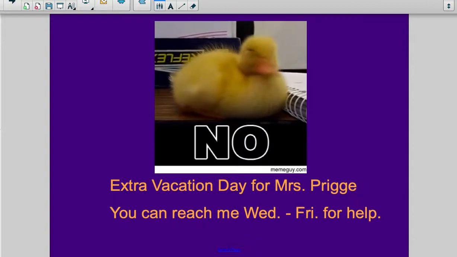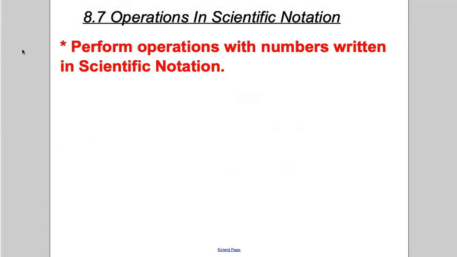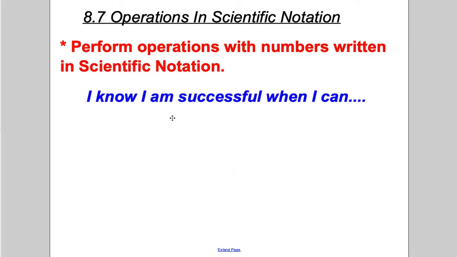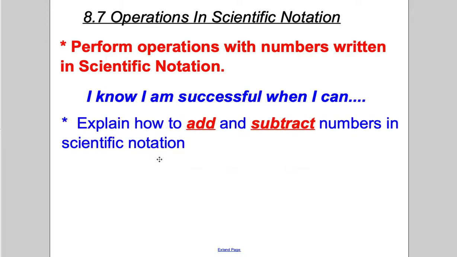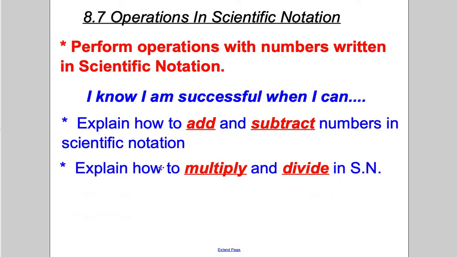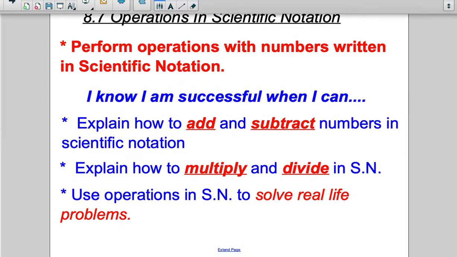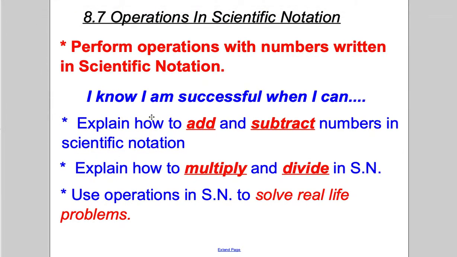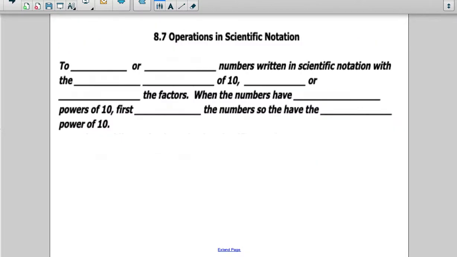You can do this. We're going to start with operations in scientific notation, addition and subtraction. Okay, we're only doing addition and subtraction. So the actual learning targets will be performing operations with numbers written in scientific notation. And you will know you are doing a good job if you can add and subtract numbers in scientific notation and explain how to do it. We will be doing multiplication and division later this next week, and then you'll be using both to solve real life problems. So right now we're just going to be explaining addition and subtraction. So really just one part of your 8.7.